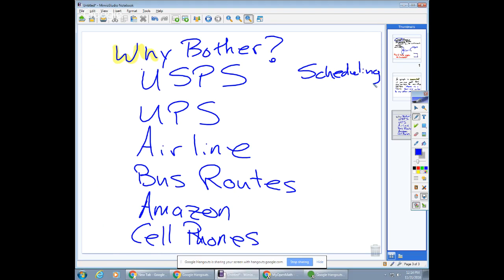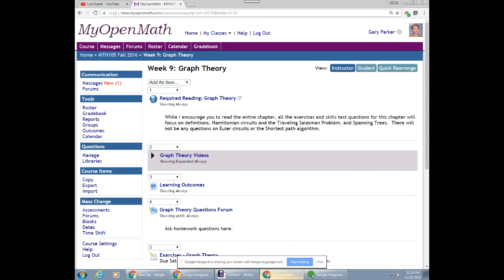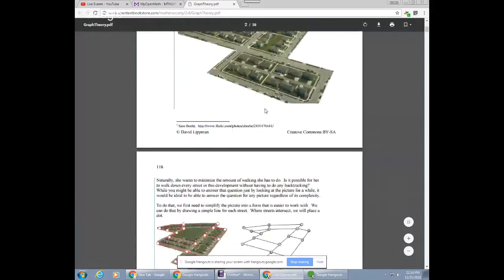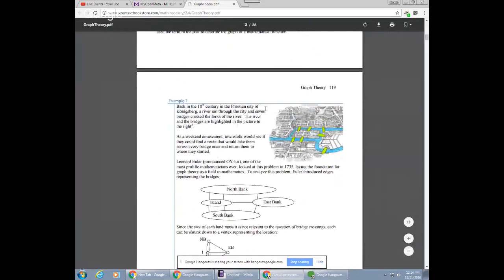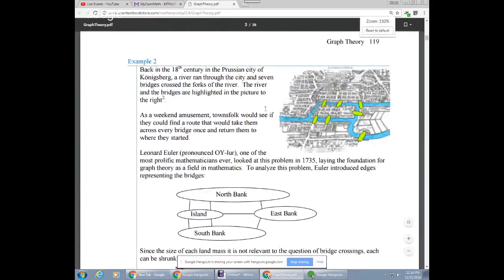All right, let's take a look at the Königsberg bridges, and then we'll do some more definitions and solve some problems. Did I ever open up my open math? I thought I did somewhere. There it is. Okay, where are the Königsberg bridges? Okay, here we go.